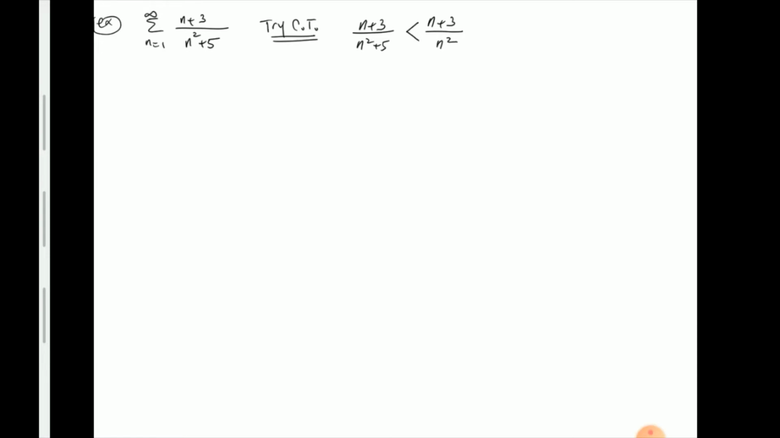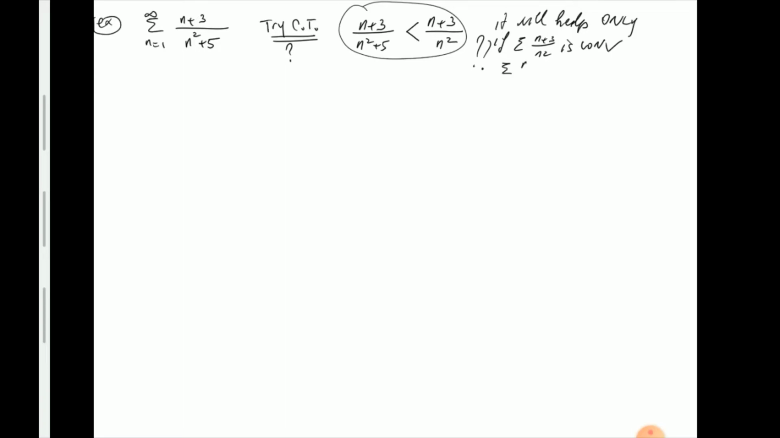Does that help via comparison test? Well, it will help only if the summation of what you obtain on the right hand side is convergent, because the direction of the inequality can only be used if you suspect convergence, so therefore you need something less than something else convergent. But is it convergent? Well, let's break this down into n over n squared plus 3 over n squared.